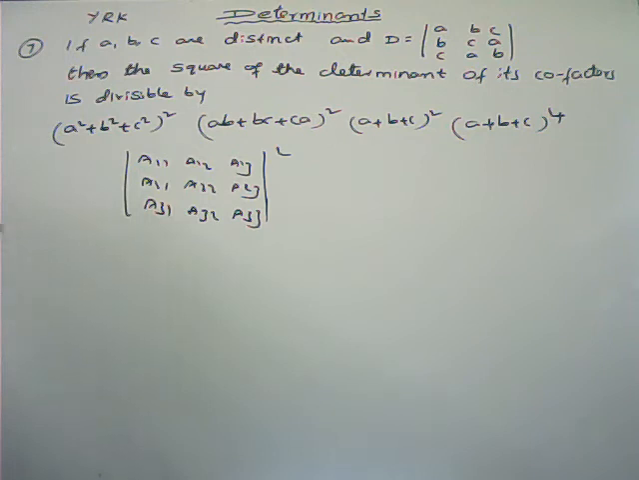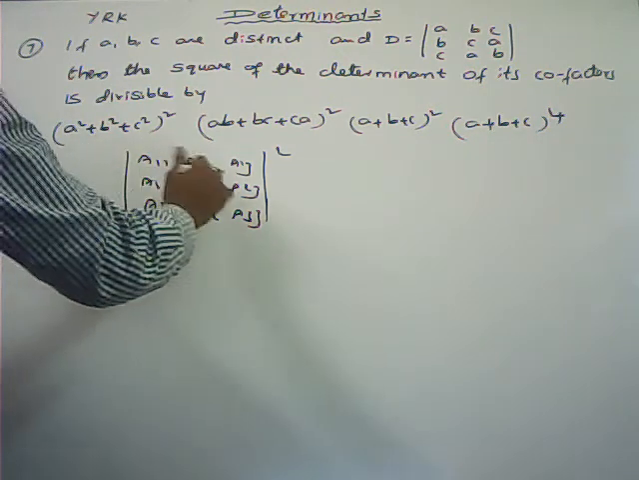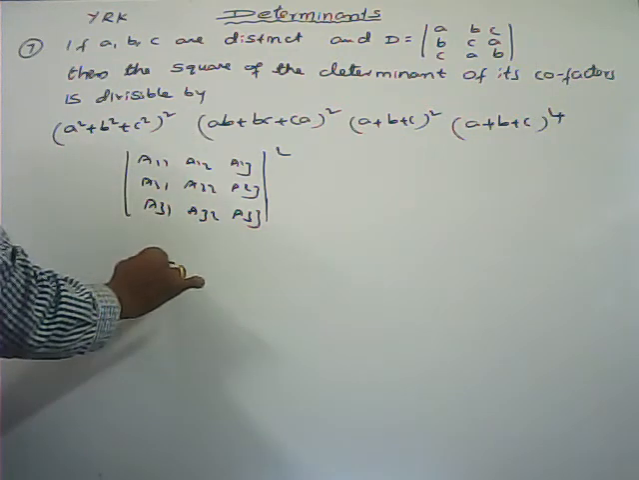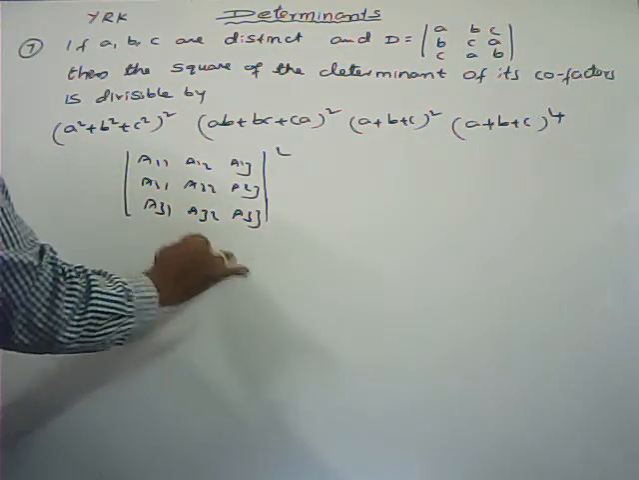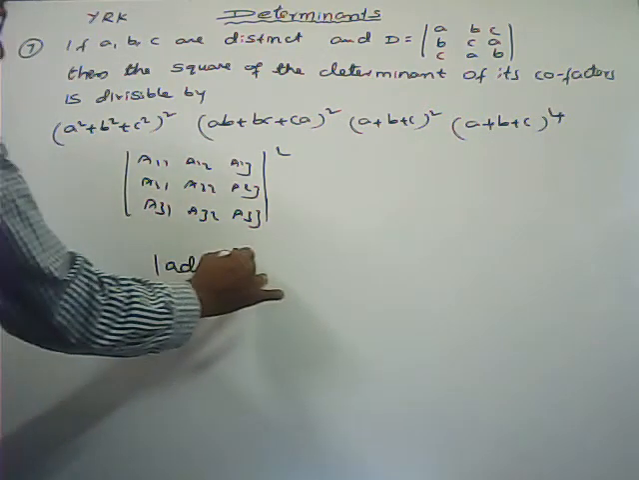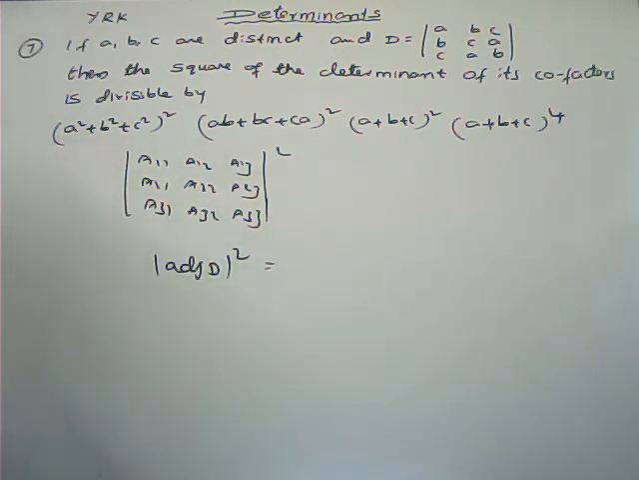And determinant of A is equal to determinant of A transpose also. If I transpose that one, that one becomes the det of adjoint of D only. That whole square is given. Now, what about the det of adjoint of D? What is the adjoint of D?